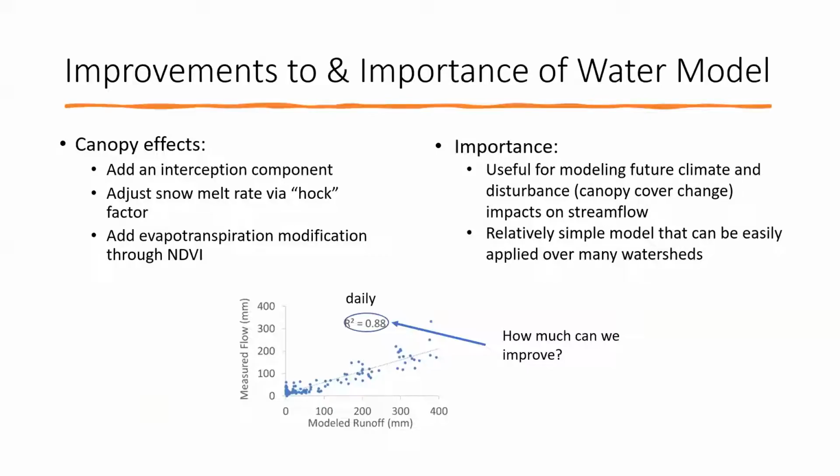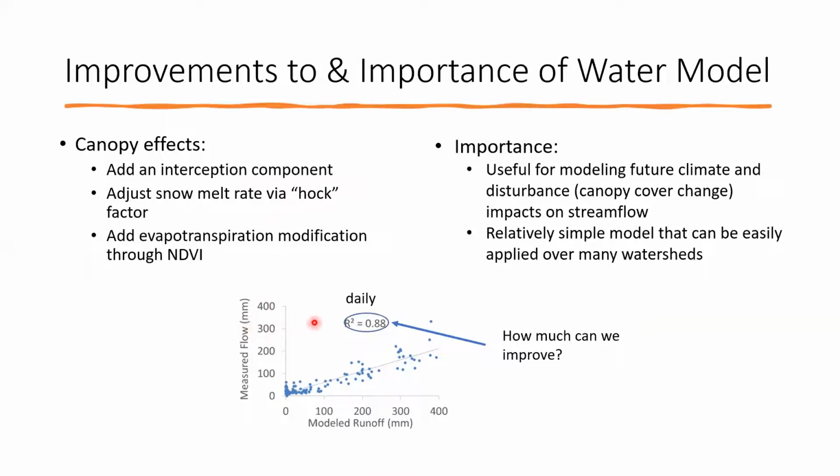By including NDVI data to better estimate evapotranspiration and my field data to better estimate canopy interception and snowmelt rate across different whitebark pine stands, we hope to improve this water model as much as we can. In other words, we hope to really increase this R-squared value, where there's a really tight correlation between the modeled runoff and measured stream flow from different stream gauges.